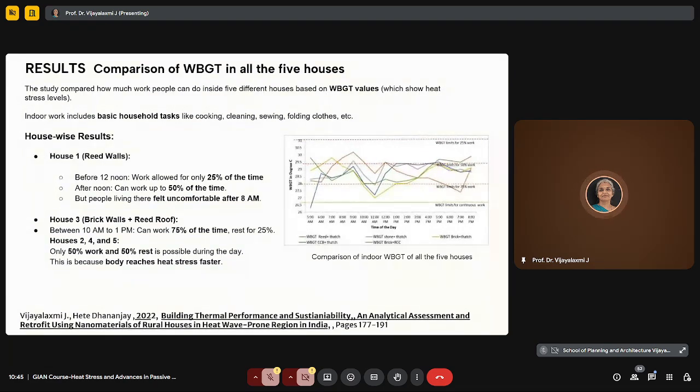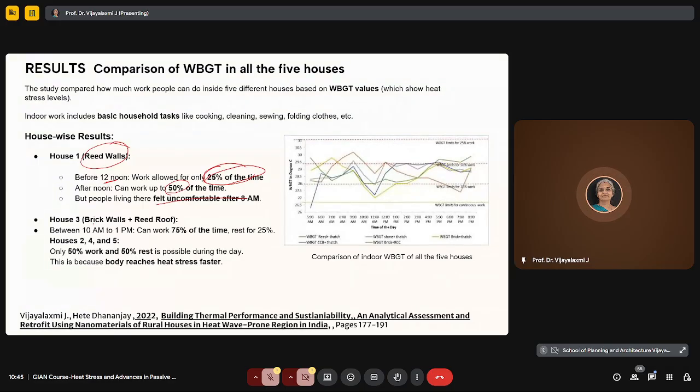House-wise, the results showed that when the walling material was reed, which is called rail gaddi, a grass grown along the rail tracks close to this place, then before 12 noon, work allowed is only 25% of the time because the house is so warm that they should not work beyond that. After noon, they can work for 50% of the time. But people living there felt uncomfortable after 8 a.m. Though they felt uncomfortable, they could still work for 25% of the time till the afternoon.